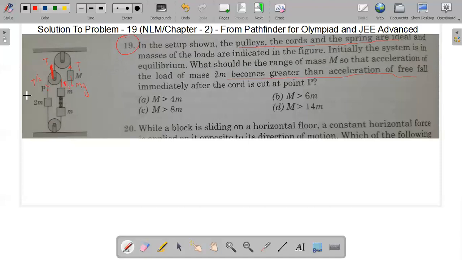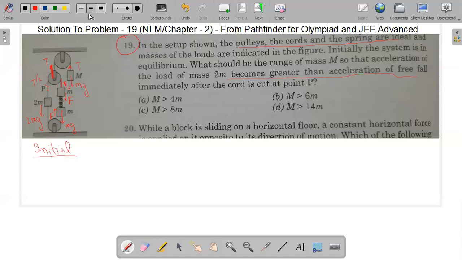Other forces: this small m will have a weight mg in the downward direction, and this 2m will have a weight 2mg downward. And this spring will have a force, say F. I denote the force in the spring by F. So the force of the spring on the mass small m will be in the downward direction, and the same force of the spring will be in the upward direction on the lower mass small m.